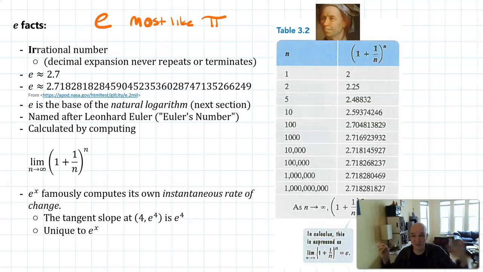Now, they come from completely different sorts of applications, although there are some equations that relate e and pi, but it operates in the same way. It's an irrational number. Irrational, remember, means that its decimal expansion never terminates and never repeats, so it will never cycle back on itself. Our approximation that we can use is approximately 2.7. That's as many digits as we need for e.